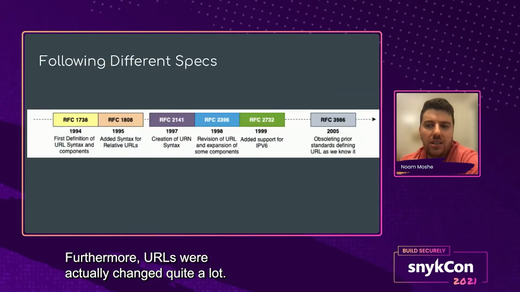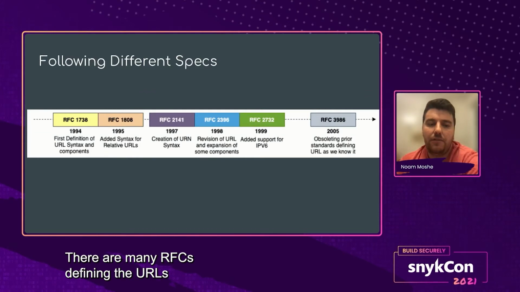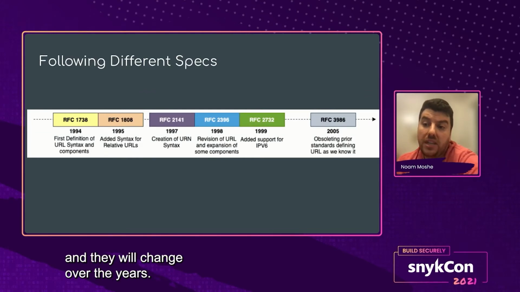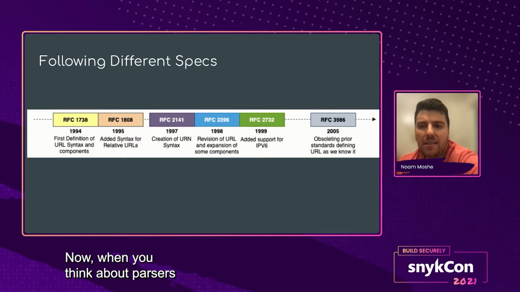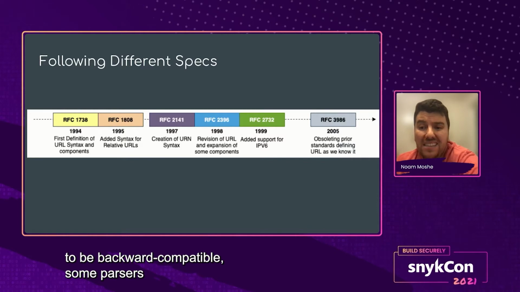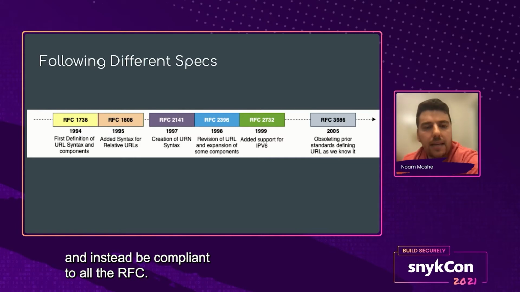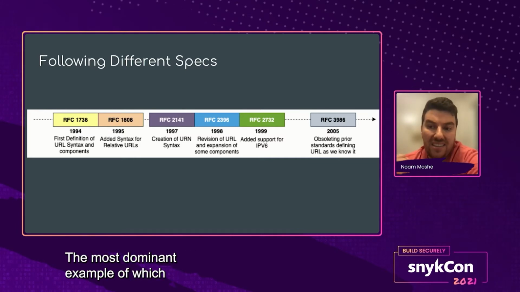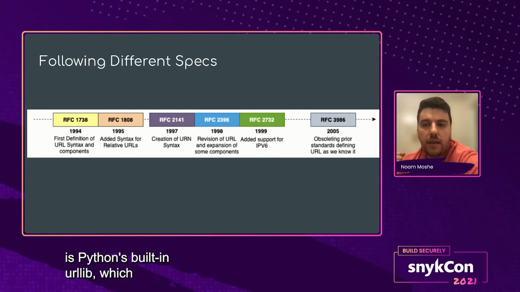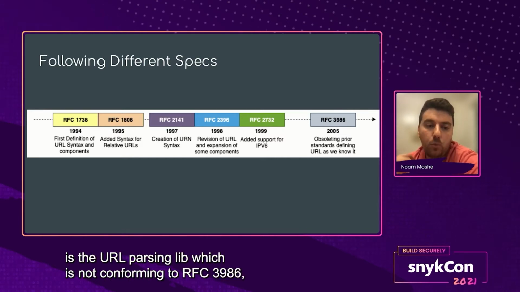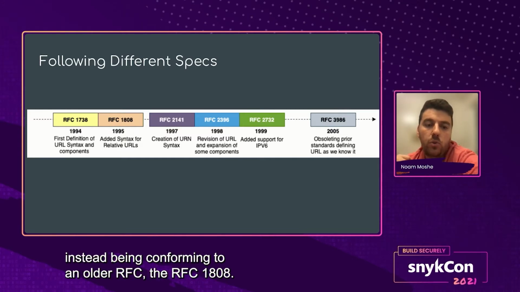So there are many different parsers, and not all of them produce the same results. Furthermore, URLs change quite a lot. There are many RFCs defining URLs, and they change over the years. Now, when you think about parsers that were written long ago or still want to be backward compatible, some parsers might choose not to be compliant with the latest RFC and instead be compliant with an older RFC. The most dominant example is Python's built-in urllib, a URL parsing library which is not conformant to RFC 3986, instead being conformant to an older RFC, RFC 1808.